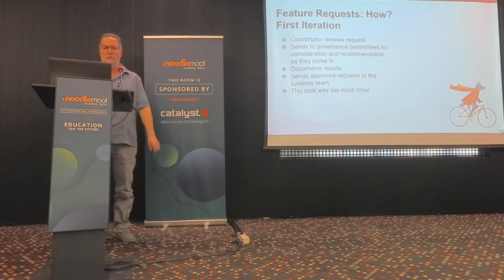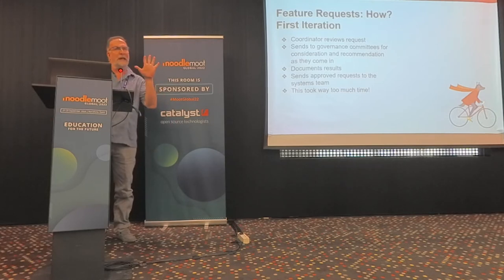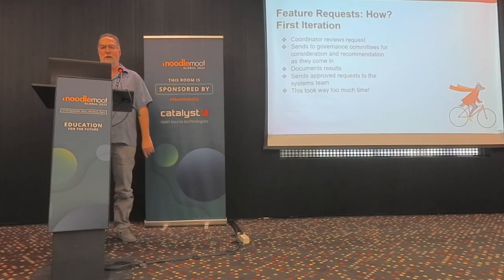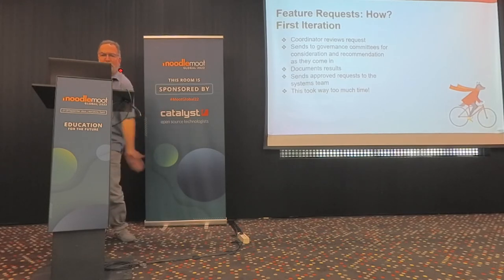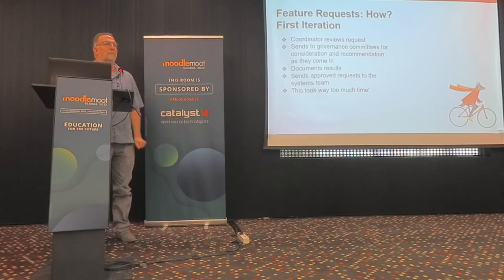You can go and take a look at what our governance committees look like. But we have basically a best practices and support committee that looks at it from a pedagogical point of view, and a customer needs and policy committee that looks at it from an institutional or organizational point of view. And then they report to a steering committee, and the steering committee makes a decision. So document the results, and then I send the approved requests over to the systems team.